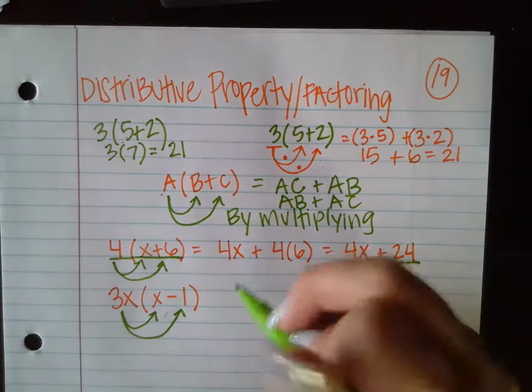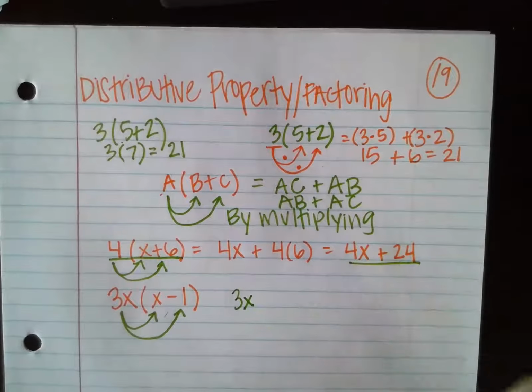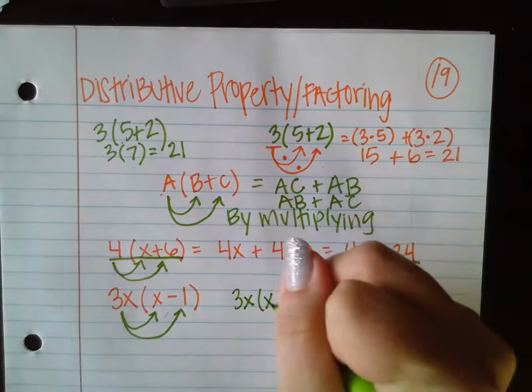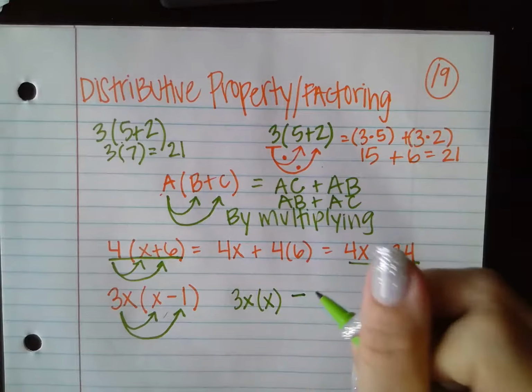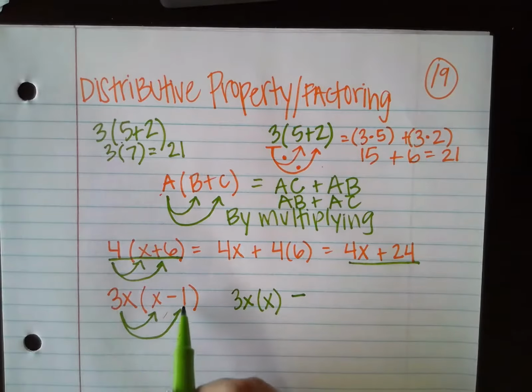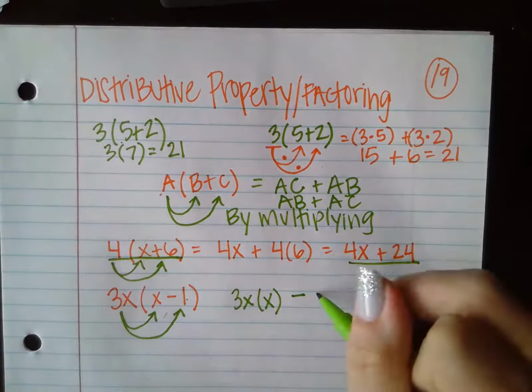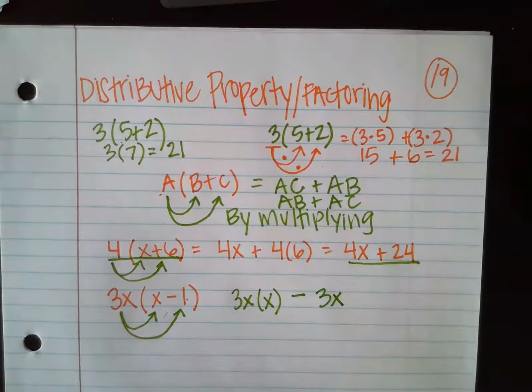So if I write this, 3x times x, we could write that like this: 3x times x. Remember why we don't want to use the x sign for multiplication. It would get really confusing if we did that. So we could write 3x times x minus 3x times 1, which would just be 3x.